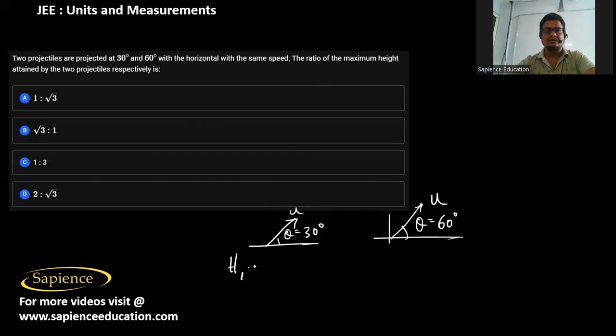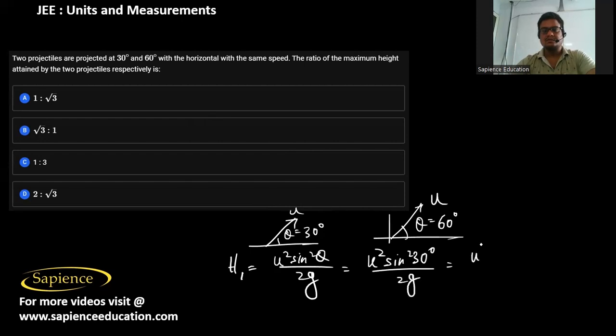So the maximum height attained by the first projectile will be u square sine square theta by 2g. So that will be u square sine square 30 degree by 2g. So this will be u square into sine square theta, that is (1 by 2) whole square, by 2g, that will be equal to u square by 2 to the 4, so 8g, u square by 8g.